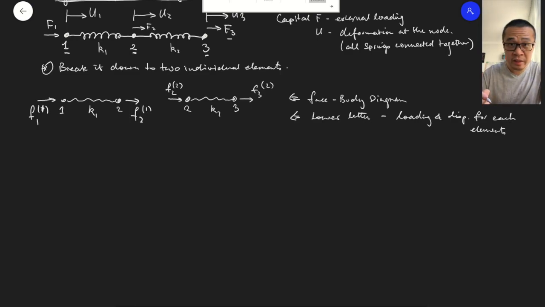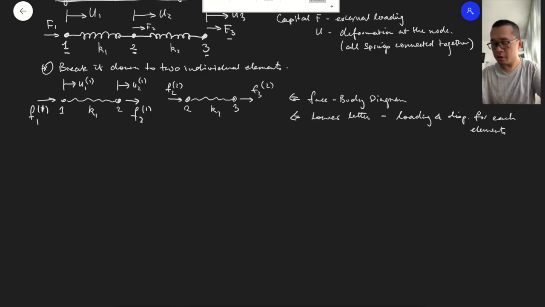Correspondingly, we will also have a displacement at the individual nodes. So here we will have u1 from spring 1, here u2 from spring 1, here u2 from spring 2, and u3 from spring 2.